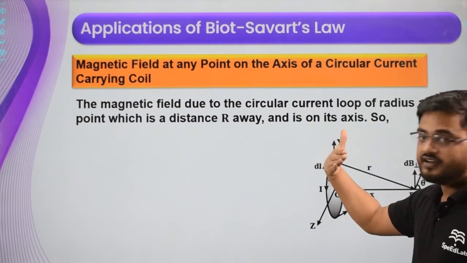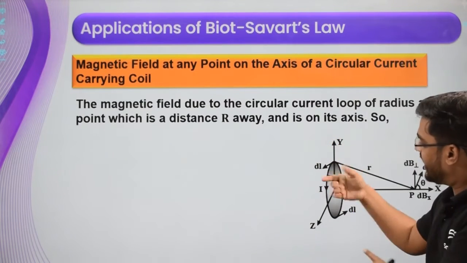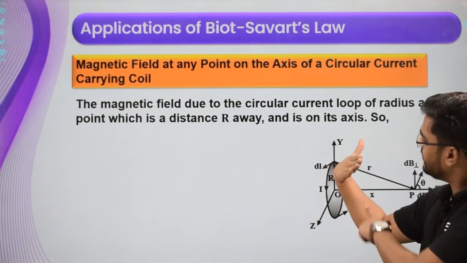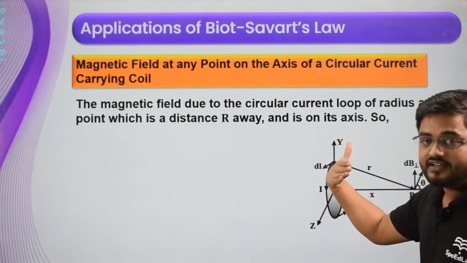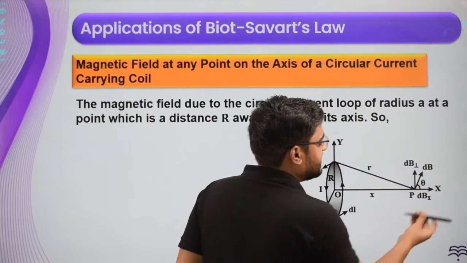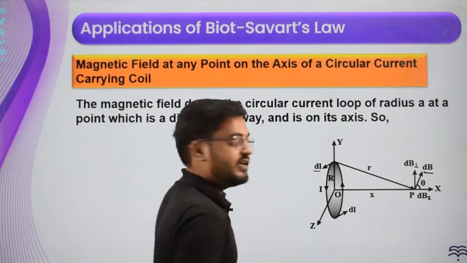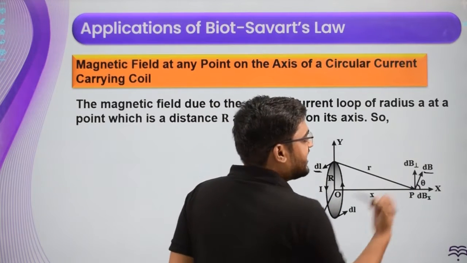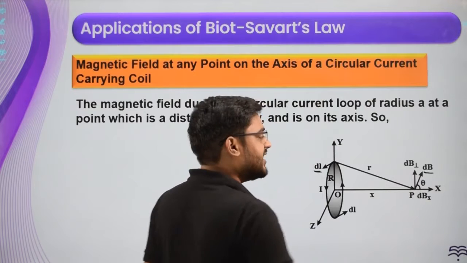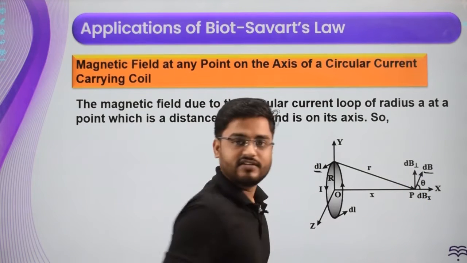So dl cross r: in the direction of r your palm should be facing, and in the direction of dl your fingers must be facing. So for dl cross r, now your thumb is pointing that way, right? So that way is basically from here that way. At this point, this is my dB vector produced by this small elemental dl. So let us say this angle is theta. So I can divide my dB in two components. One is dB cos theta and another is dB sin theta, right?